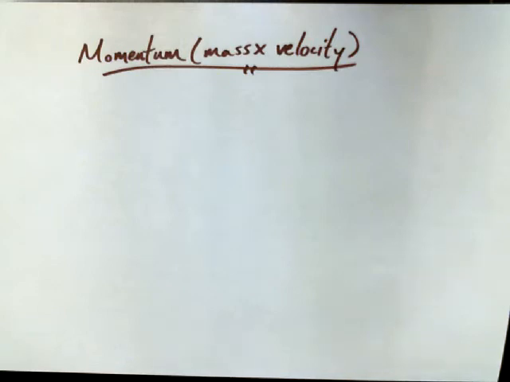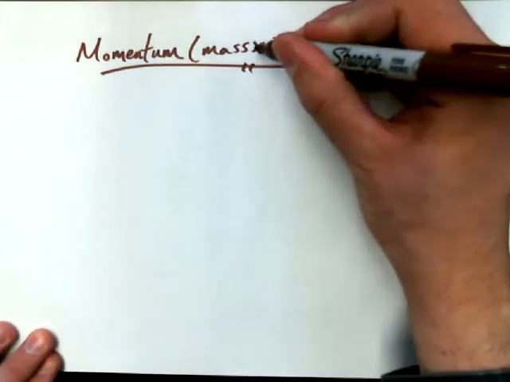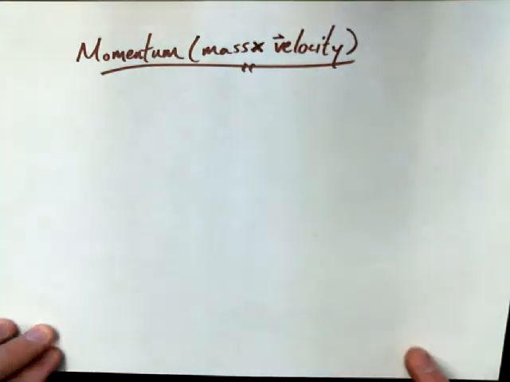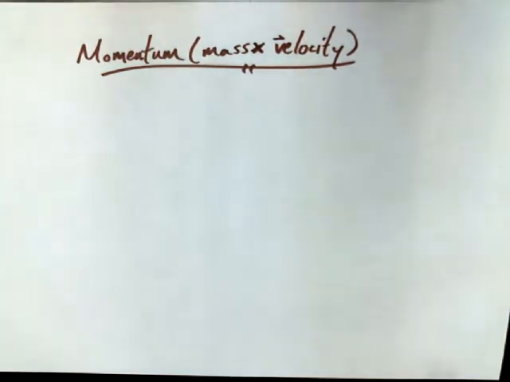Alright, so the topic is momentum, and as the title suggests, to find the momentum of an object, you literally just multiply the mass of that object in kilograms times its velocity in meters per second. So mass times velocity, that's what momentum is. It's the product of an object's mass and its velocity.